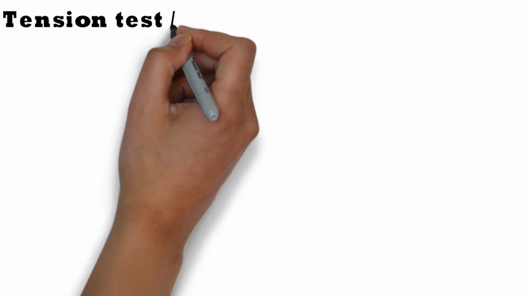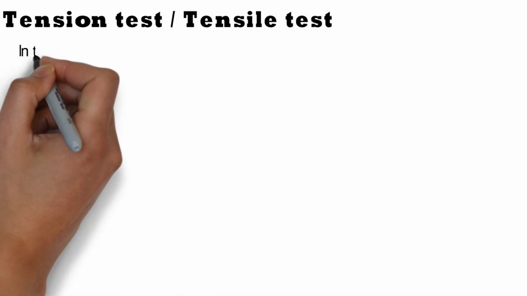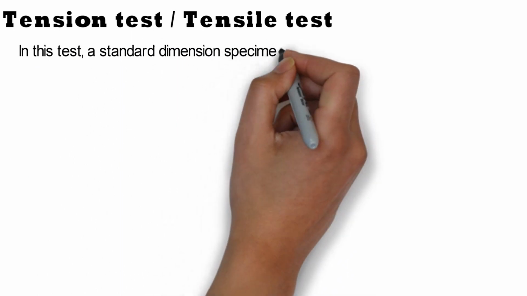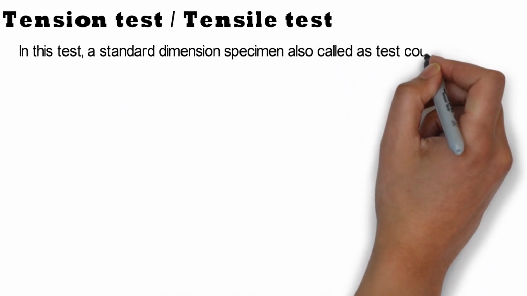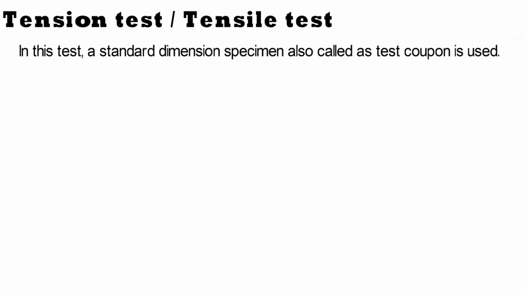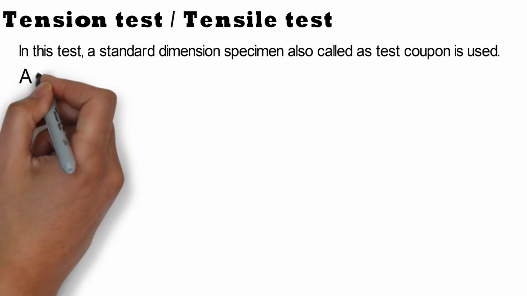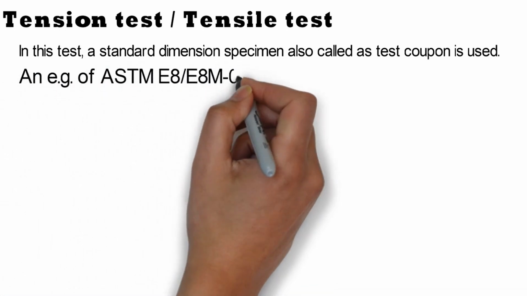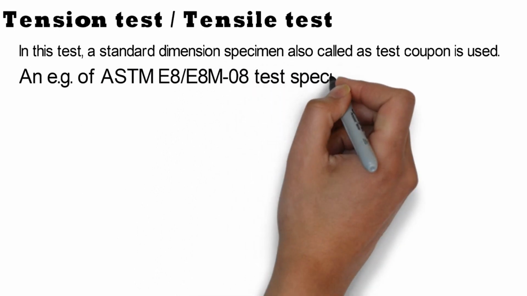The most common and popular test is the tension test or tensile test. In this test, a standard dimension specimen, also called a test coupon, is used. The dimensions of the test coupon may vary from organization to organization that sets the guideline for the test. Here I will take an example of the ASTM E8/E8M test specimen.